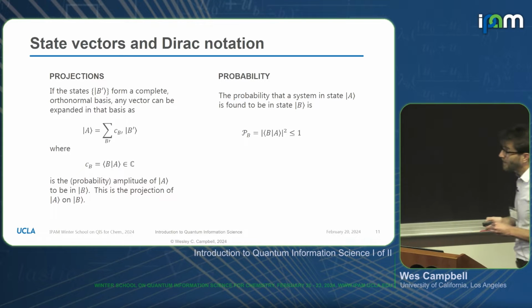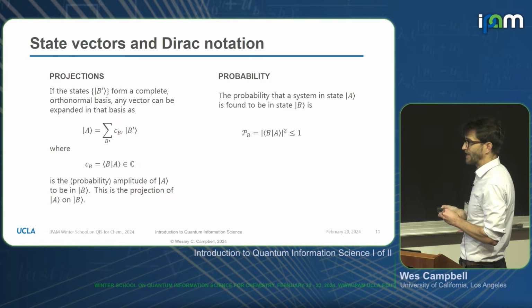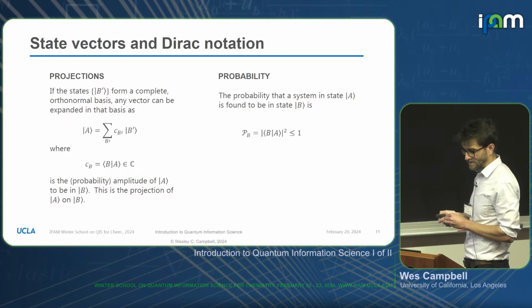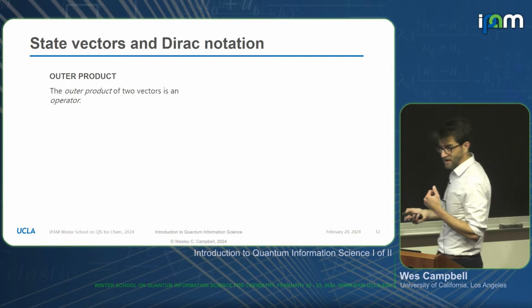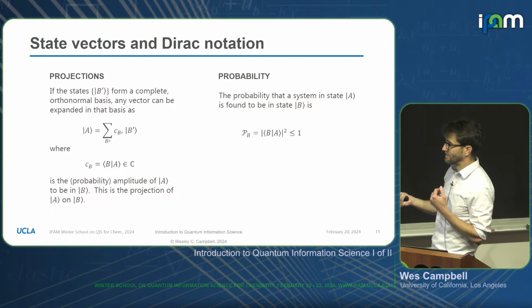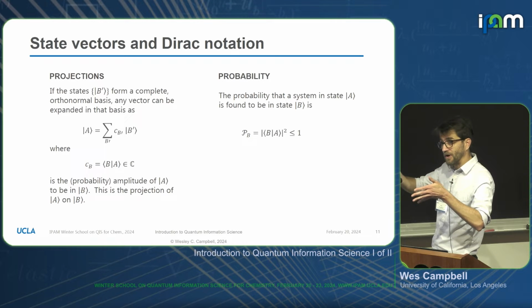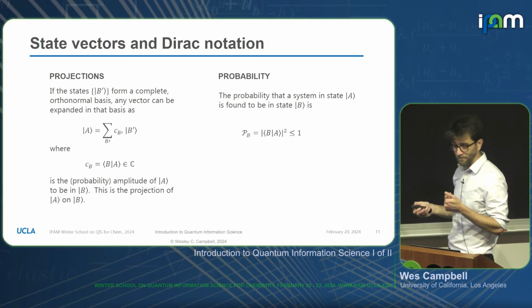So the probability for the system in state A to be found in state B is the mod squared of that probability amplitude, and it is always less than or equal to 1. Okay, and that basically wraps up our inner product here. So the normalization condition in terms of inner product is obviously that the inner product of a state vector with itself, absolute value squared, has to be 1.